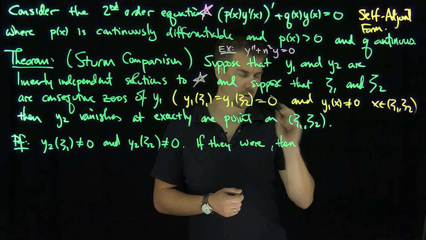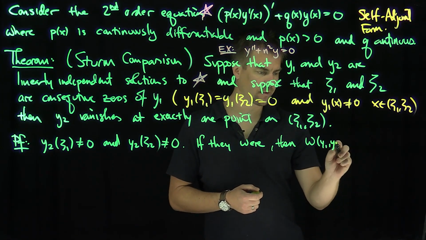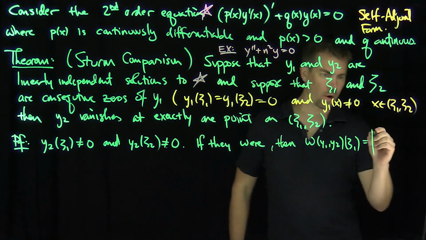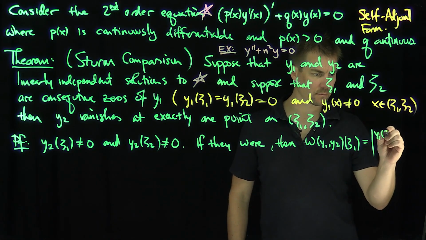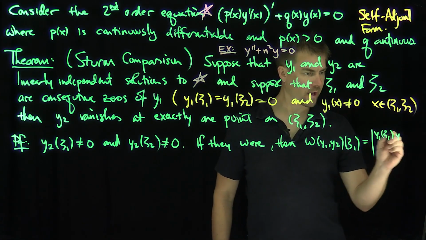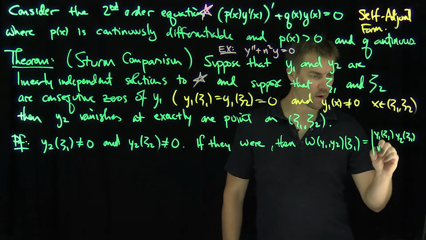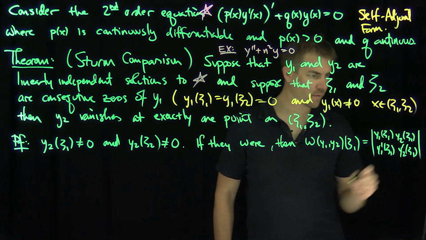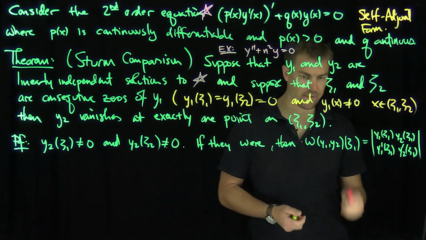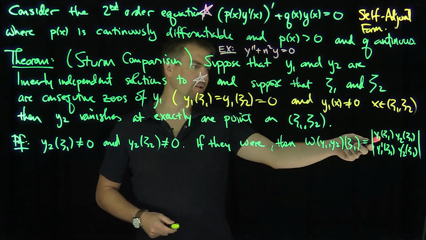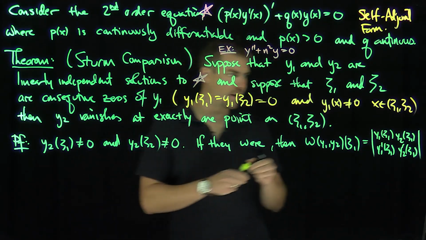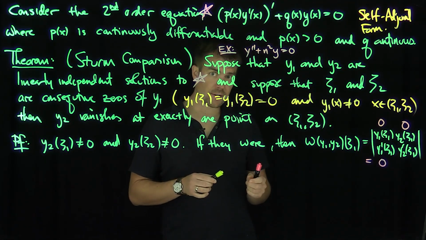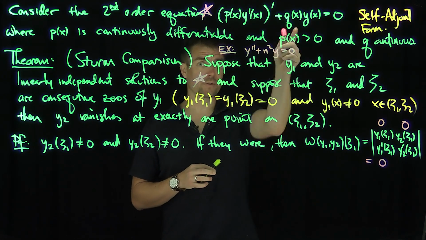If they were equal to 0, then what would the Wronskian of y1 and y2 be at that point? Let's say, for example, zeta 1. It would be the determinant of y1(zeta 1), y2(zeta 1), y1'(zeta 1), and then y2'(zeta 1). Like that. And of course, what can we say about this first row? Well, y1 is going to vanish at zeta 1 by assumption. And if y2 were to vanish at zeta 1, I'd have a 0 and a 0 over here, and I'd have a 0 Wronskian. And the 0 Wronskian contradicts linear independence if the functions are solutions of a differential equation of second order.